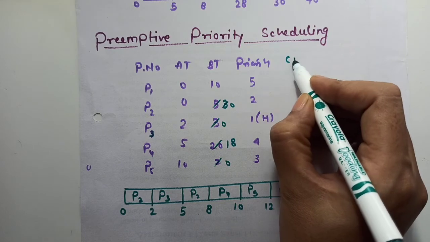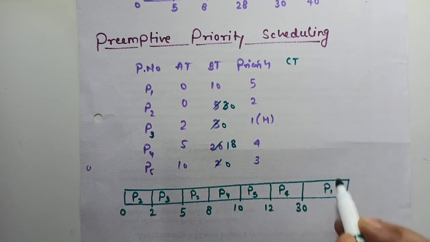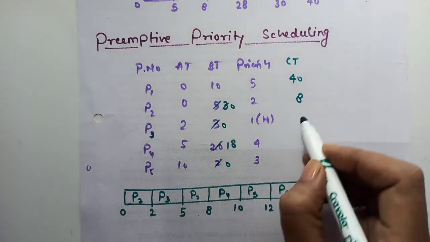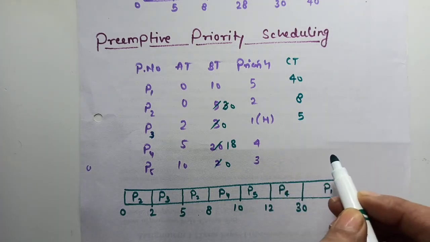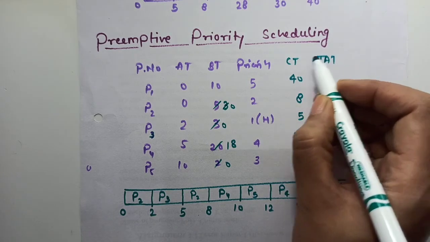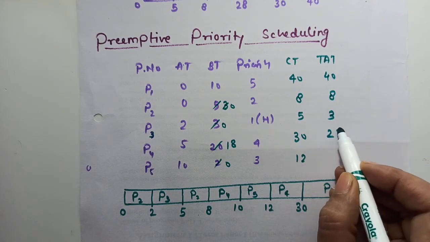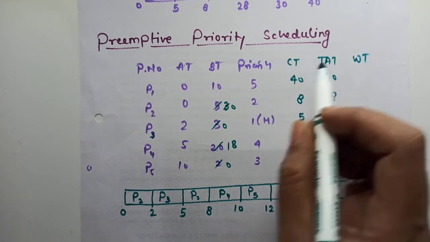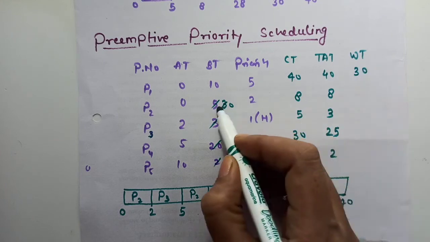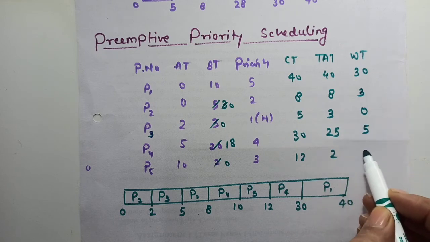We can calculate the completion time. So what is completion time? See, P1 is executed till 40, P2 8, P3 5, P4 30, P5 12. Then turnaround time is completion time minus arrival time. So it is 40, 48, 3, 25, 2. Then waiting time is turnaround time minus burst time. So this is 38 minus 5, 3, then 0, and then 5, and then 0.